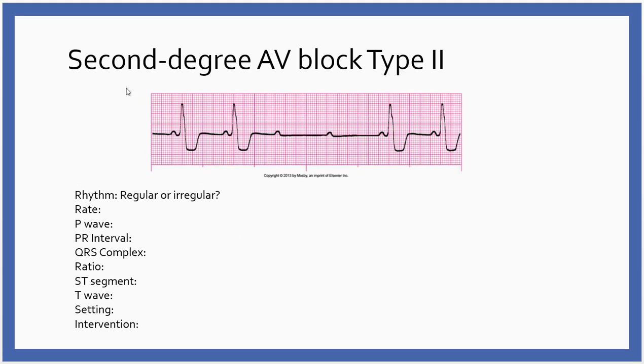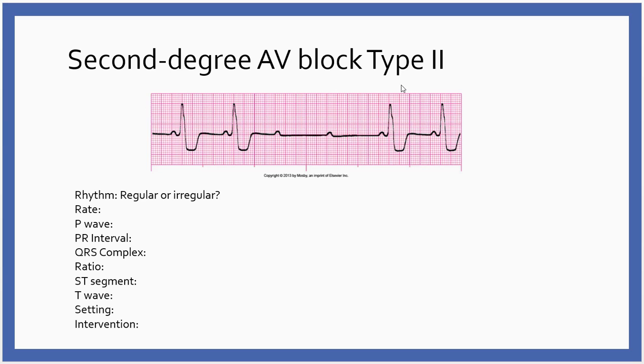Compare that to second degree type 2. Now second degree type 2 is a little more ominous. Second degree type 1 isn't really a problem with the conduction system, but second degree type 2 can be a problem in that it can become a complete heart block, and so I get a little more worried about this one. So second degree type 2, what do I see?